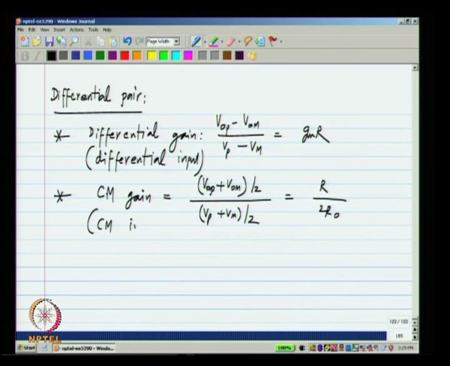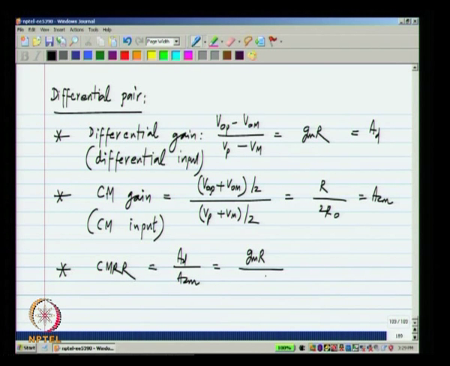And this is measured with a common mode input, and the common mode rejection ratio, CMRR, which is the ratio of the differential gain divided by the common mode gain, let me call these AD and ACM, equals GM R divided by R by 2 R naught, which is equal to 2 times GM times R naught. You can see that it predominantly depends on the output resistance of the tail current source. So, if you want to improve the common mode rejection ratio, you have to improve the tail current source, you have to increase its internal resistance.